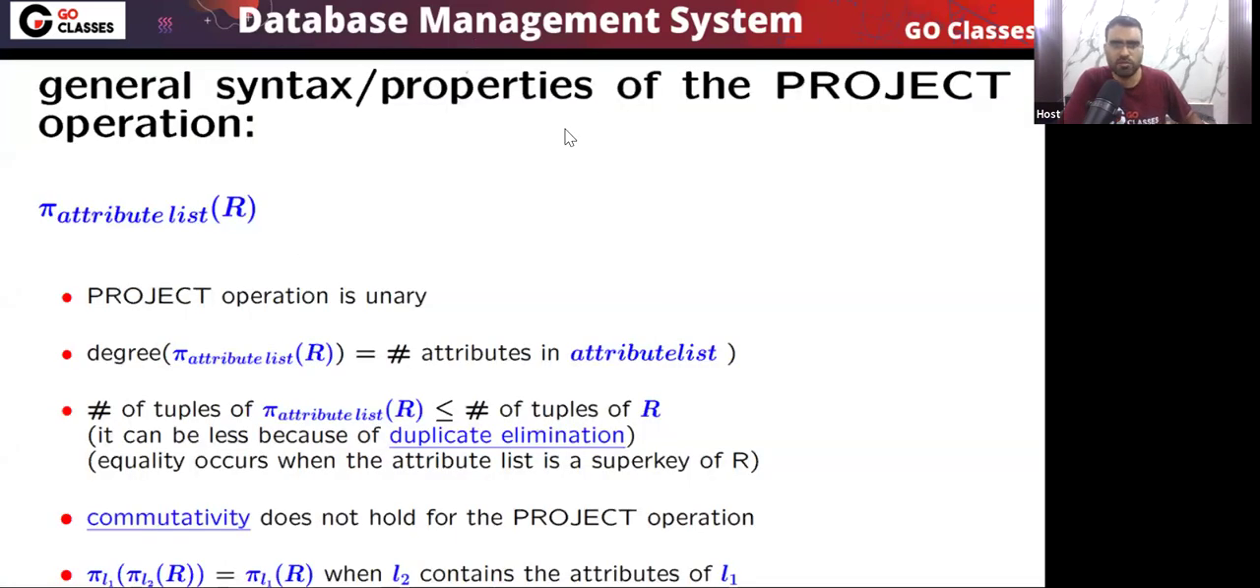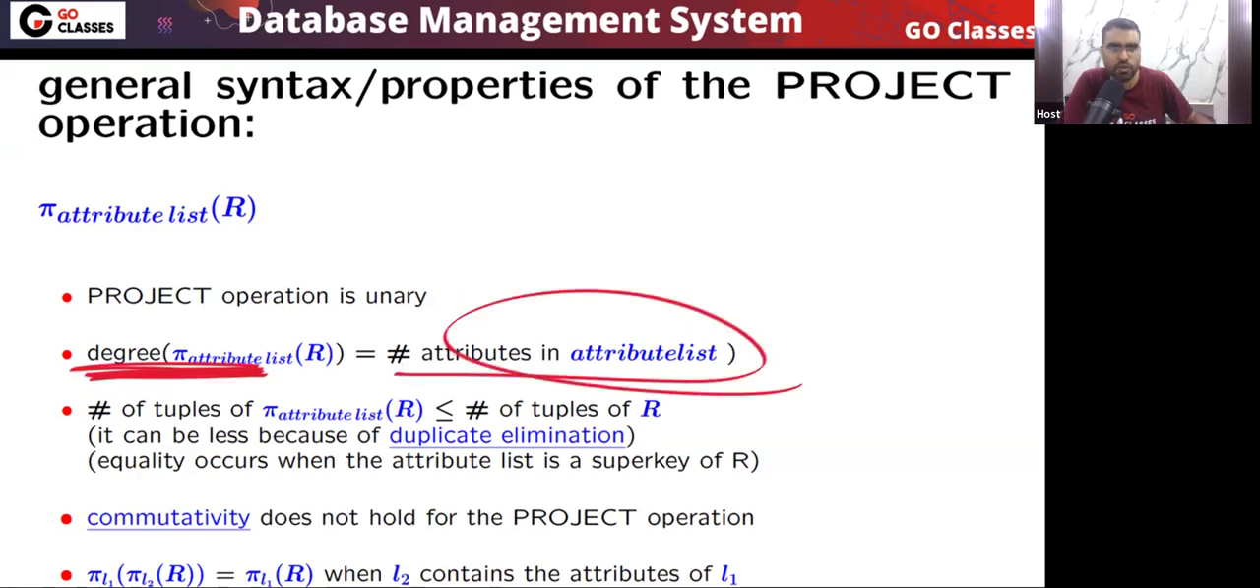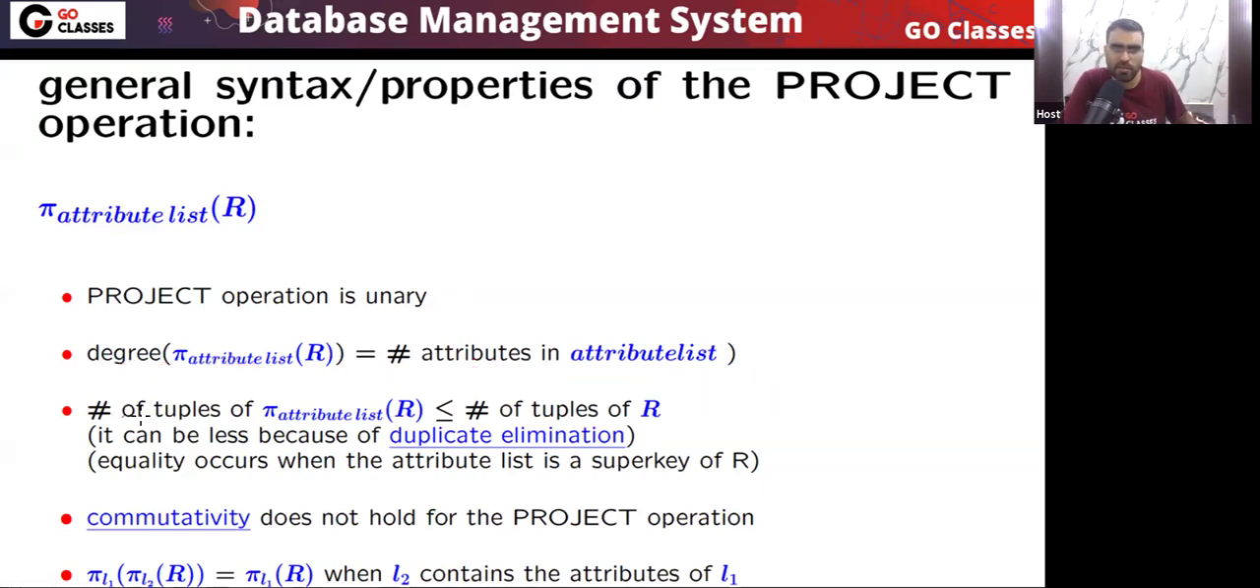So let's move on now. You can see this is the project operation, that is a unary operation. The degree can change, yes or no? I can say the degree of the result will be the same as the number of attributes in the attribute list. Very simple. The number of tuples can change because of duplicate elimination.